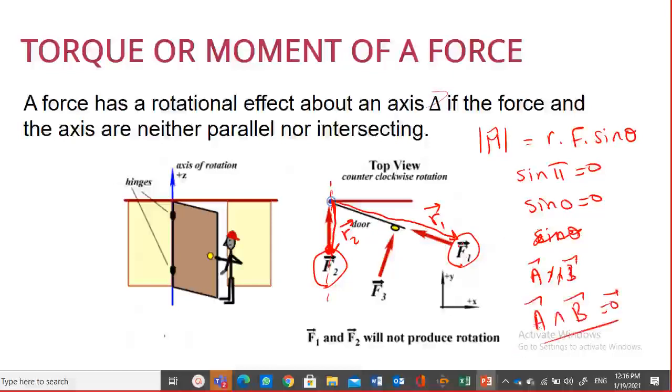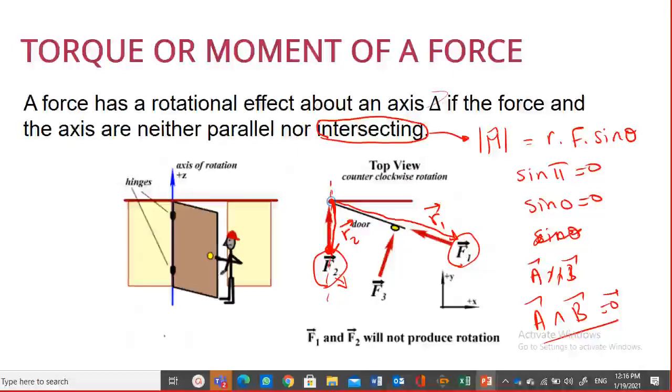So that's why if the lines of action of the vectors pass through the axis of rotation, then their moment will be 0. This is the reason why F1 and F2 have 0 moment. So for intersecting forces, I guess you have understood why an intersecting force has a 0 moment. Now, why does a parallel force have a 0 moment?